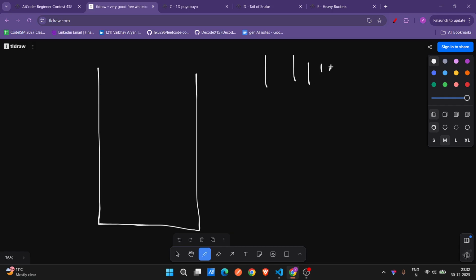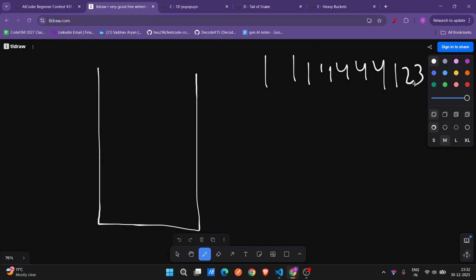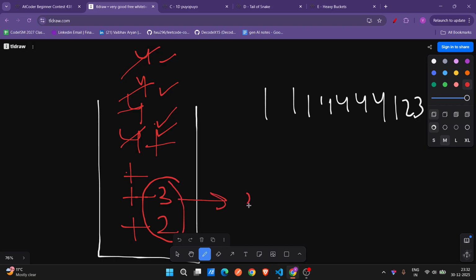You have 1 1 1 4 4 4 4, and then you have 1 2 3. So what you can do is just keep inserting 1 1 1, and when you get 4, keep inserting it. And when you know that this index and this index mean the last four values are the same, remove them, and then keep inserting. Then you again get the same, remove them, and then just put 2, then put 3. So you know that now you cannot do anything, so your simple answer will be 2.